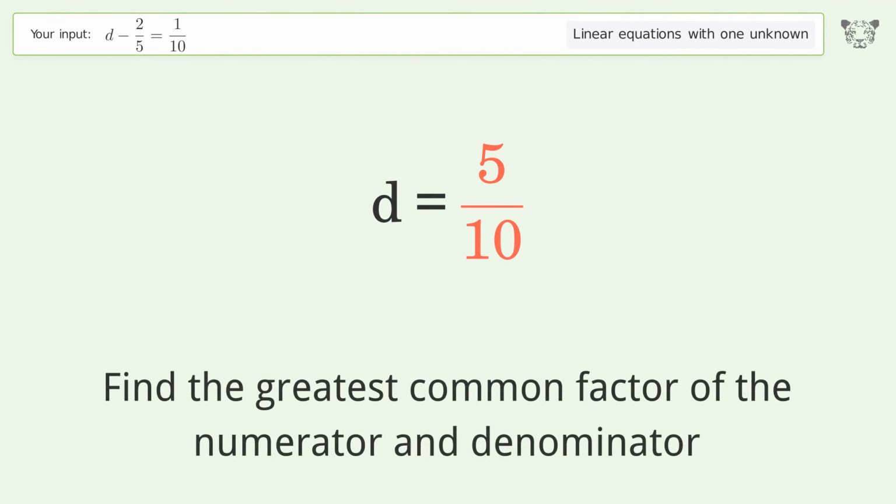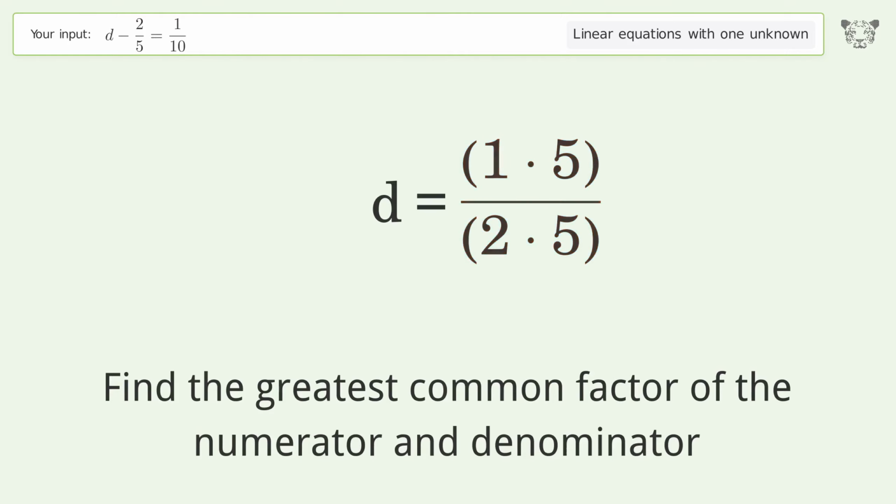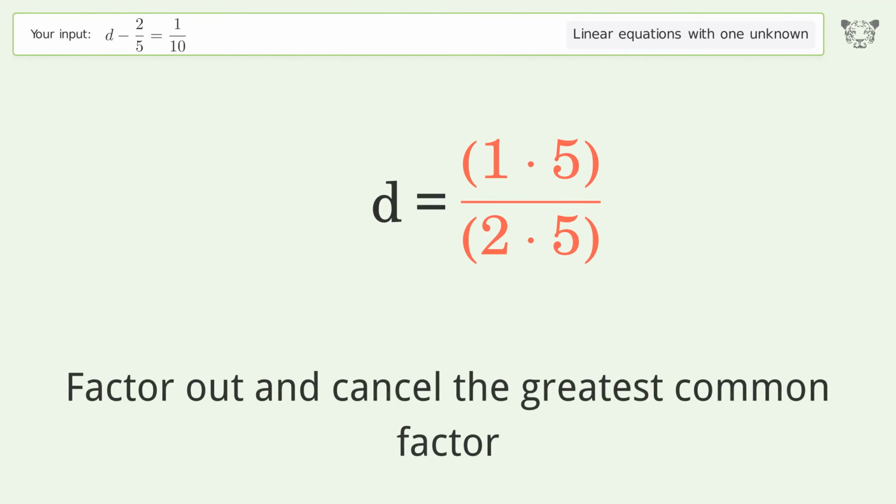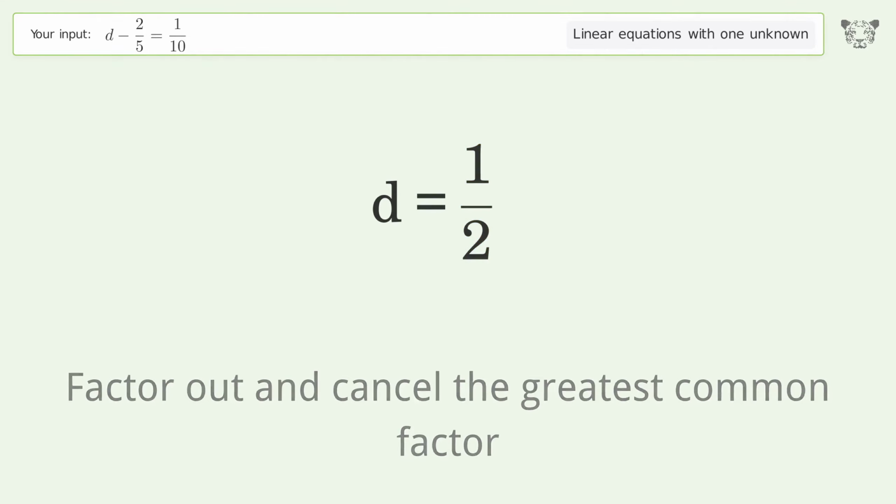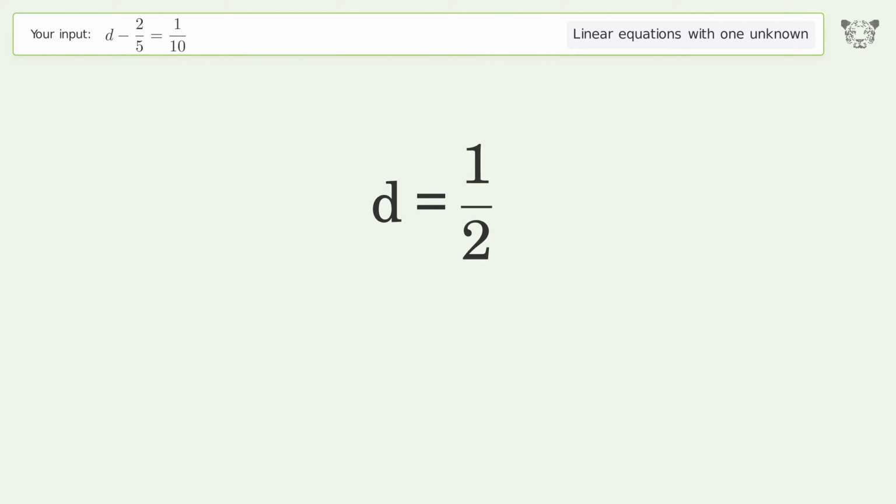Find the greatest common factor of the numerator and denominator. Factor out and cancel the greatest common factor. And so the final result is d equals 1 over 2.